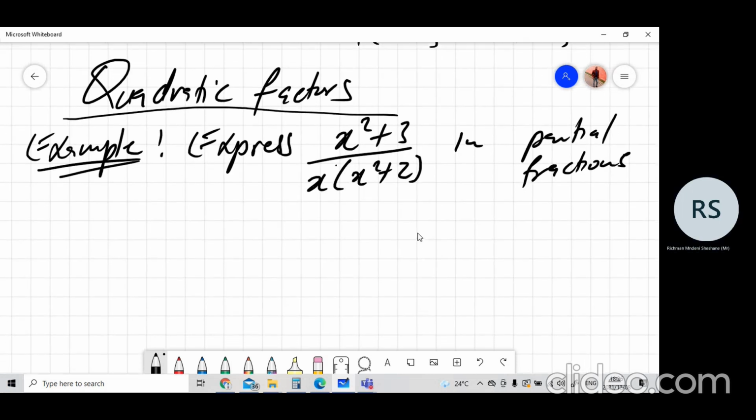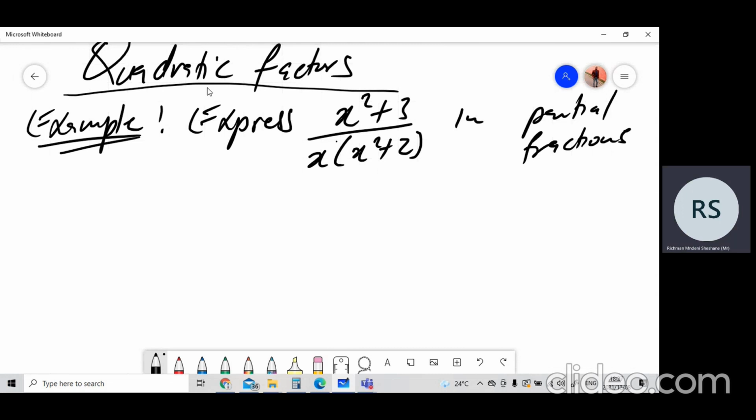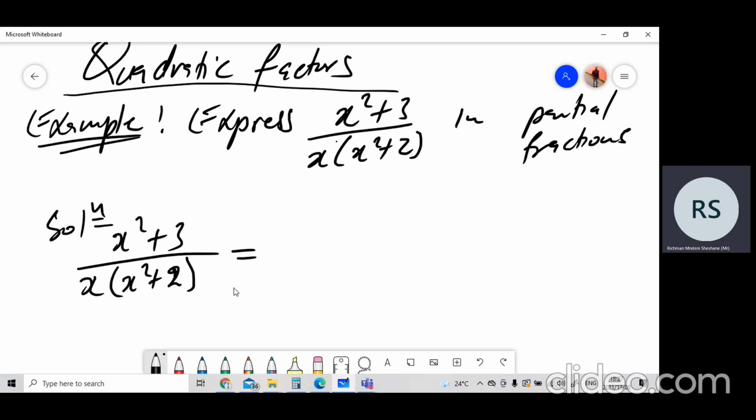Okay, it's a quadratic. So, solution: let's take (x squared plus 3) over x times (x squared plus 2) into partial fractions. You always need to check the degree because you may need to start with long division. The degree of the numerator is 2, and the degree of the denominator is 3. The highest power in the denominator is 3, and the highest power in the numerator is 2. We find that the degree of the numerator is less than that of the denominator.